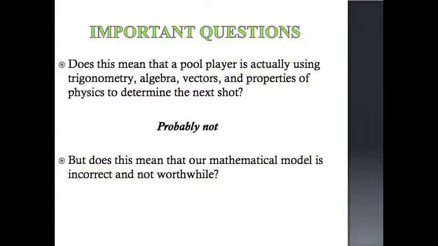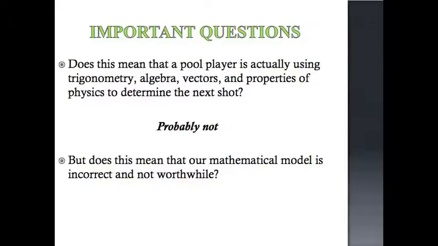There are important questions. Does this mean that the pool player is actually doing trig, algebra, vectors, and properties of physics to figure out the next shot? Most of us who know pool players would say, well, probably not, right? Somehow they're doing it, but they're probably not doing the equations and the math. Okay, now we're modeling, and so the question becomes, does this mean that our mathematical model is incorrect then? If the pool player isn't doing it, but it works, is that still okay? Well, like any good engineer, if it works, you use it.